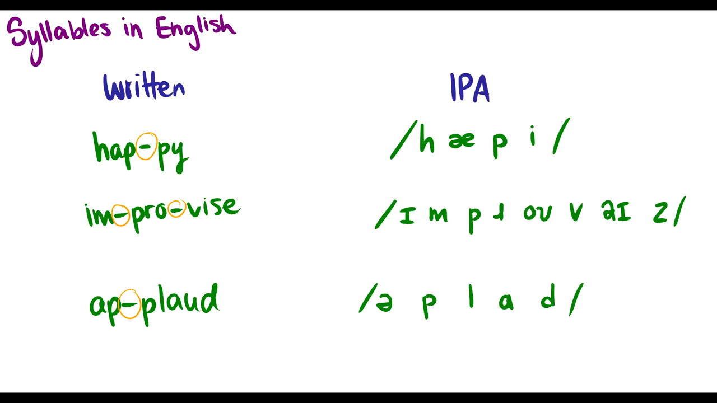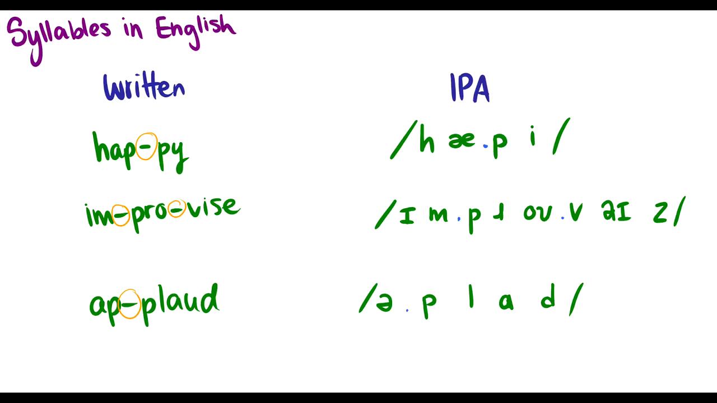It's very bad for teaching kids how to write. English is very bad for orthography. So instead we use IPA. I've written out these words in IPA, and we'll show you how to separate syllables. When we separate syllables in IPA, we put dots. So happy, improvise, applaud. We see 2 syllables for happy, 3 for improvise, and 2 for applaud.